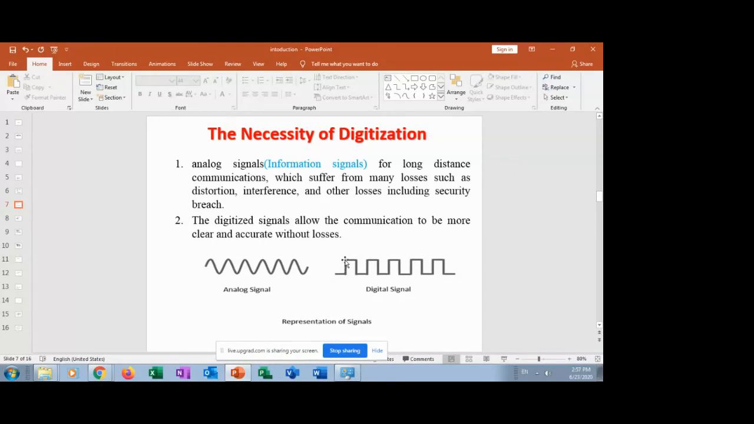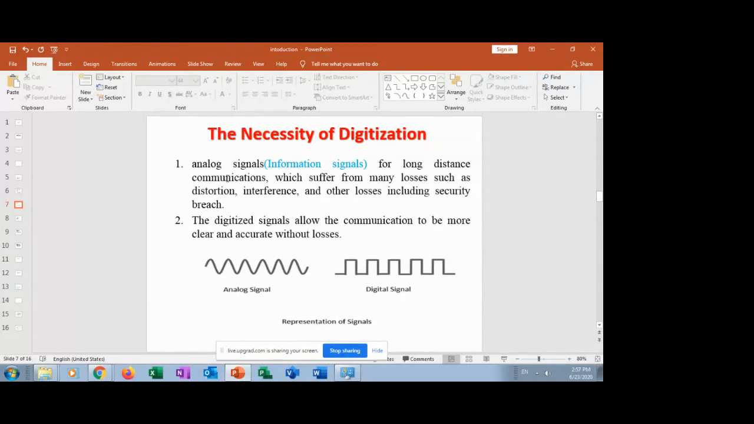So it's plus 5 volt as a bit 1, and the 0 volt we can say here is a bit 0. So 101010 is like that. Okay, so this is a digital signal. Now, why digital? Or simply, how is digital communication better than analog communication.